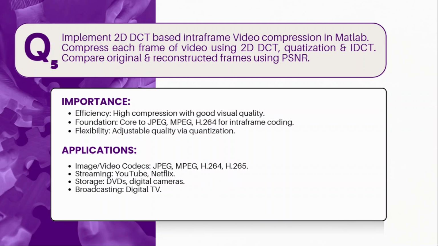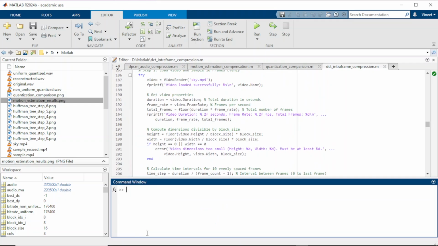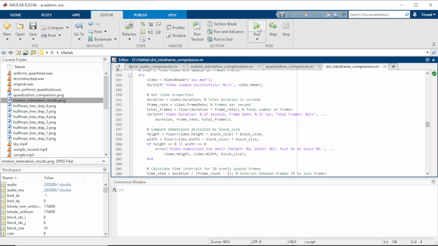And these are used in YouTube and Netflix, whatever, while streaming, according to the net speed, the video quality will be adjusted. So for that real time adjustment streaming purpose, we use this 2D DCT, and for storage and digital cameras also, we can use these kinds of compression and decompression techniques. So here we have the code. I'll just run this.